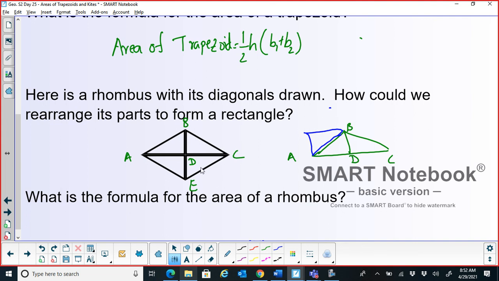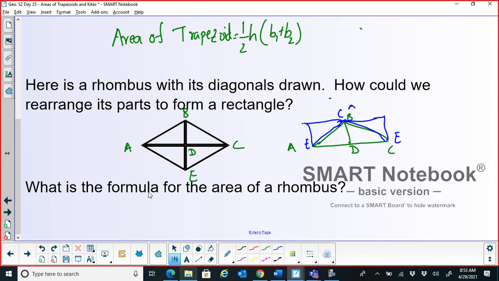In the same way, I'm going to align AE over this. I get a rectangle, and this part of D will go here, and here I have AE. Okay, I get a rectangle. What is the formula for the area of a rhombus? Okay, area of rhombus.